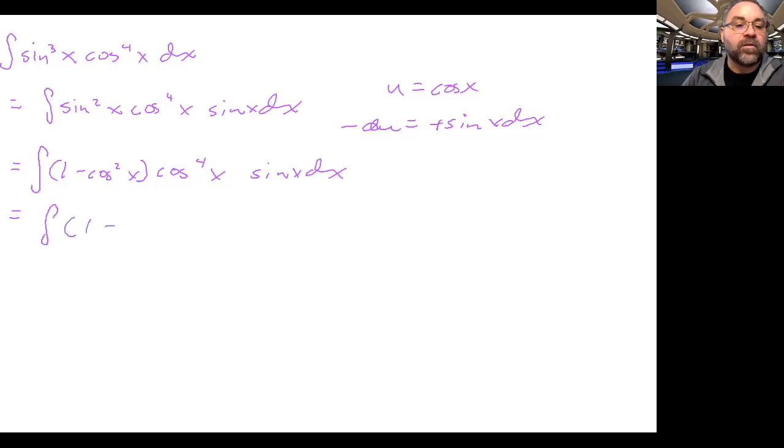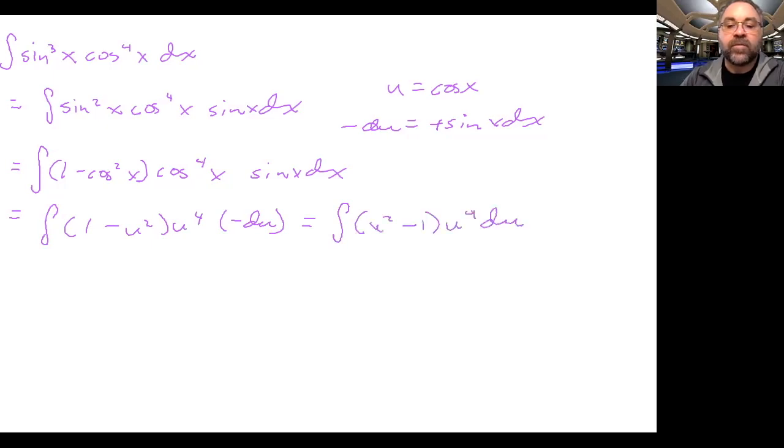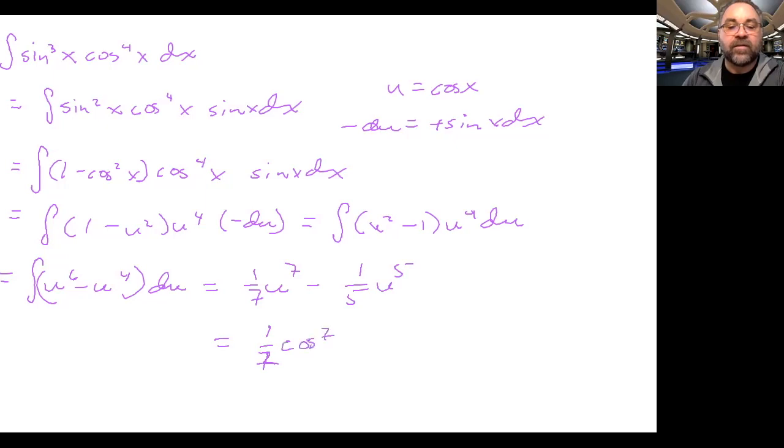The integral of 1 minus u squared, u to the fourth, times negative du. Go ahead and move that negative sign somewhere. I like to bring it into the binomial so that I end up with u squared minus 1 times u to the fourth du. And then you just distribute u to the fourth. And we get u to the sixth minus u to the fourth du. And sure enough, 1/7 u to the seventh minus 1/5 u to the fifth. Back substitute your cosine, and you get 1/7 cosine to the seventh x minus 1/5 cosine to the fifth x plus our constant of integration.